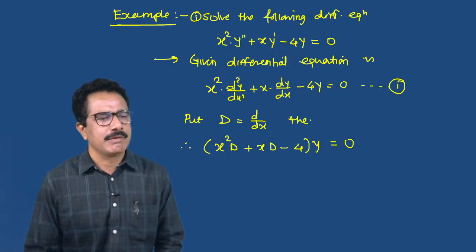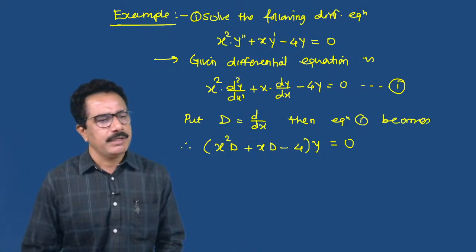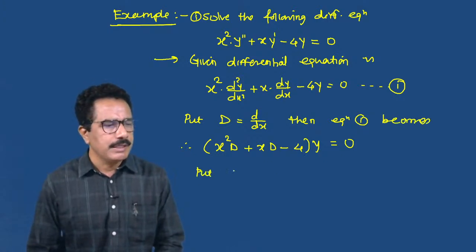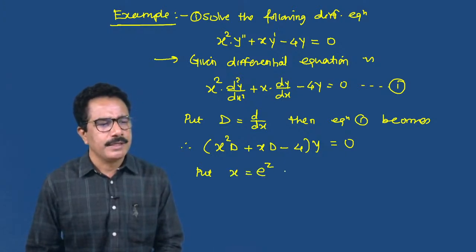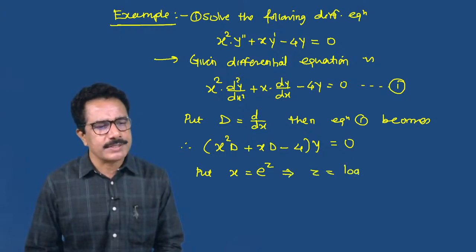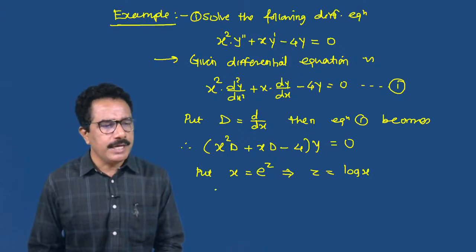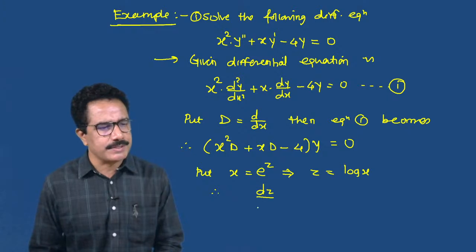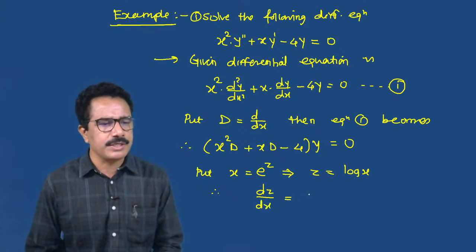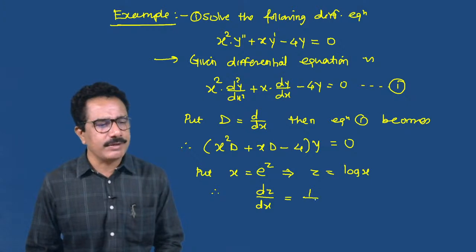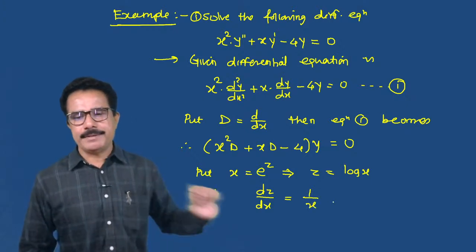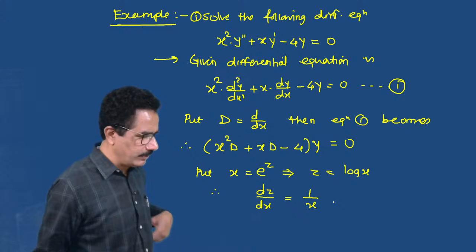Suppose then equation 1 becomes, now put, suppose x is equals to e raised to z. This implies that z is equals to log x. Therefore, dz by dx is equals to, log x चा डेरिव्हेटिव काय होता है रे? 1 होतो. 1 सेम प्रोसेस मध्ये log x चा डेरिव्हेटिव 1 होतो.